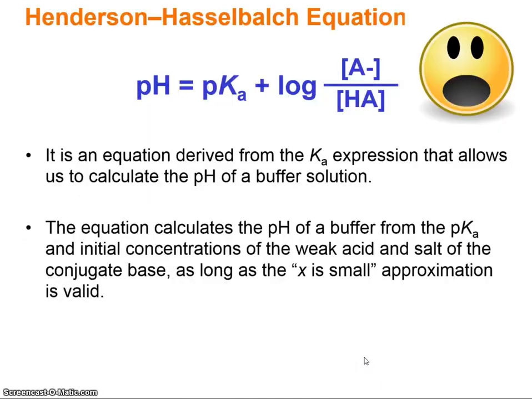Okay, so there's the Henderson-Hasselbalch equation. That's the other, easier way to do it. I could have done pH equals pKa plus the log of A minus over HA. That's how you remember it: it's A minus over HA. And it just lets us do it for a buffer.